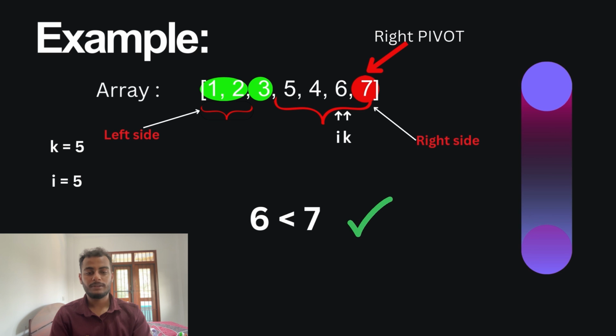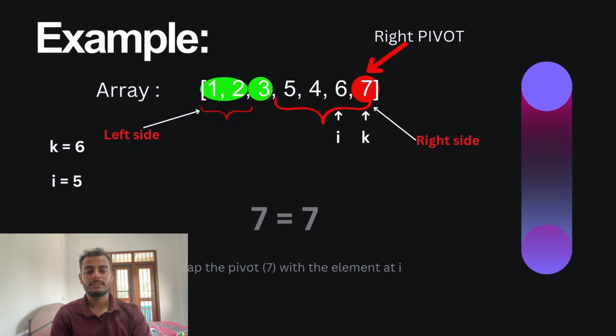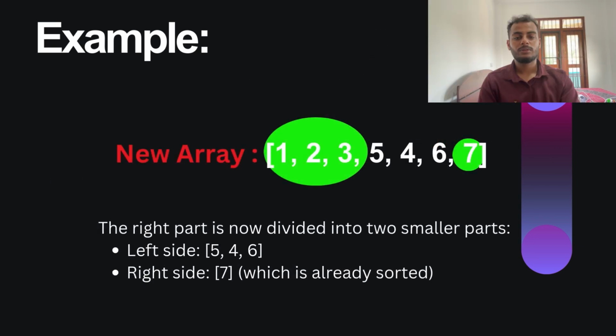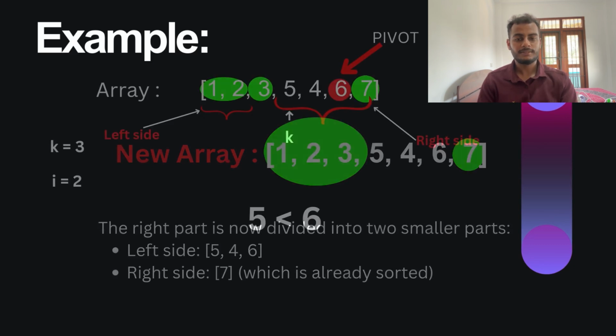Swap the pivot 7 with the element at i plus 1. Index is 6. Swap elements at i plus 1 equals 6 and k equals 6. No changes. The right part is now divided into left part and right part. The right part is already sorted. Now let's sort the 5, 4, 6.